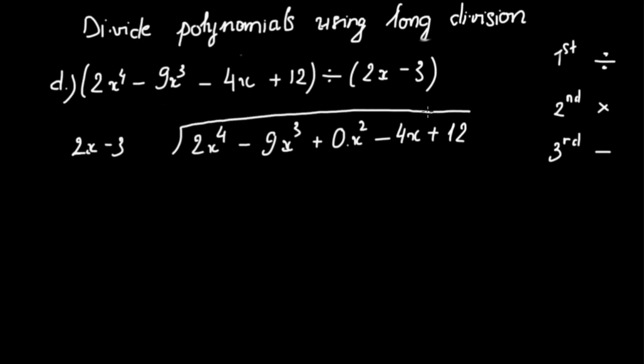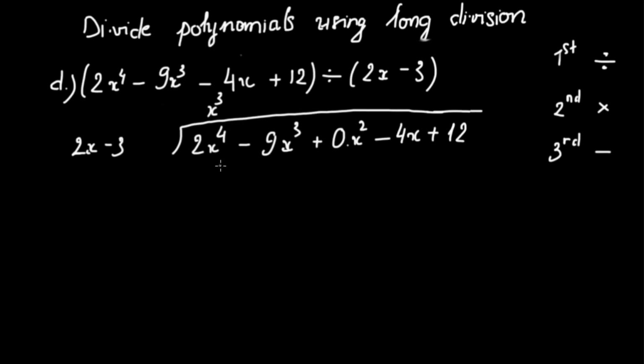After you set up the problem, you need to follow these 3 steps. The first step is division. The second step is multiplication. The last step is subtraction. So the first step is you take 2 times x to the 4th divided by 2x. You got x to the 3rd.